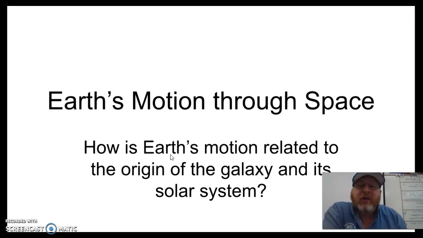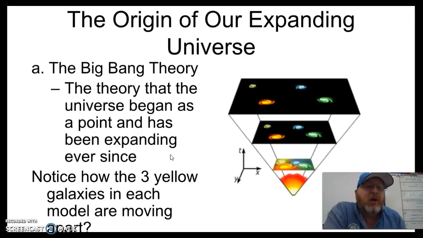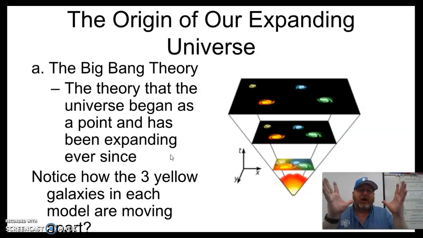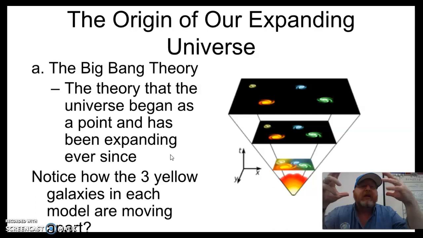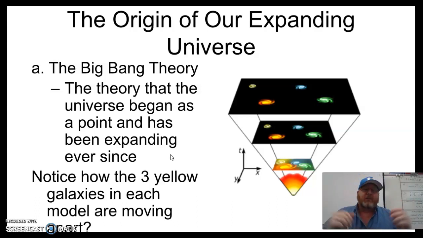So how does Earth's motion relate to the galaxy and the solar system? Well, we believe that the beginnings of the universe started with an event called the Big Bang. If you go back about 14.5 billion years ago, we believe that all the galaxies and all the matter and all the energy in the universe was in a very, very small confined space. And there was a huge expansion of energy outwards from this infinitely small space, a 3-dimensional expansion. And the universe is still expanding today.